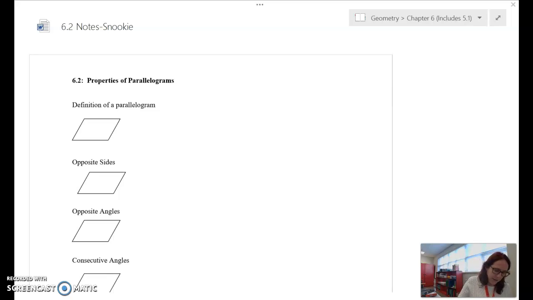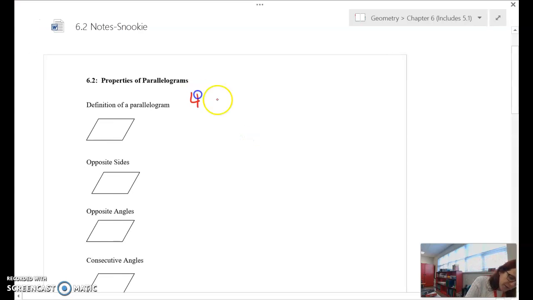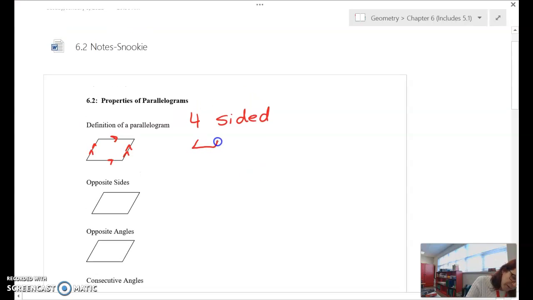First thing is the properties of parallelograms. We're going to start with the definition of a parallelogram. And what that is, a four-sided figure, and the opposite sides are parallel to each other. And I would write this in shorthand: parallelogram implies opposite sides parallel.